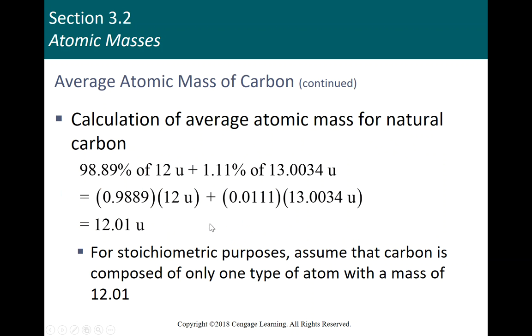You plug that into basically a simple arithmetic operation. You take the percentages and turn them into decimal form, so you basically move the decimal over two places, and take that times the mass. This U here is a unit, it is not a variable. So 0.9889 times 12, and then you add that to the percentage of the carbon-13 in decimal form times the mass of the carbon-13. When you add those together, you get 12.01 AMU, and that is the atomic weight that's listed on the periodic table for carbon.